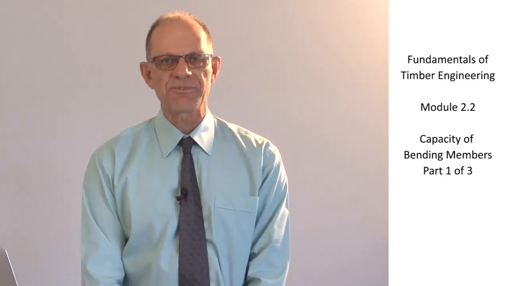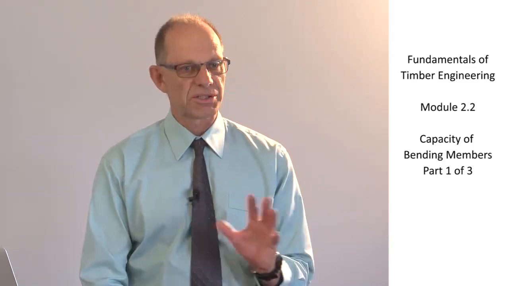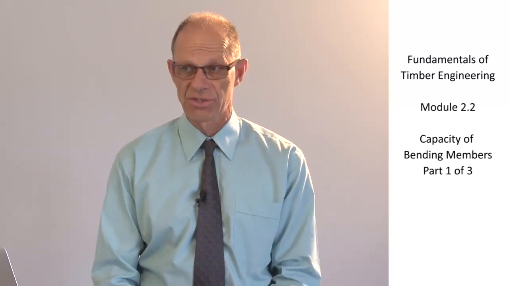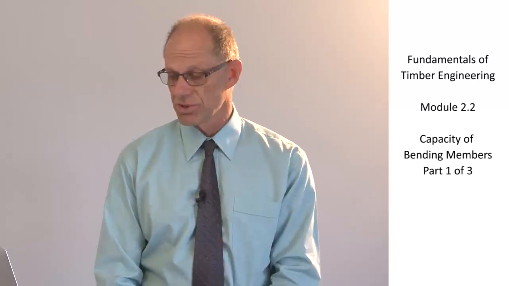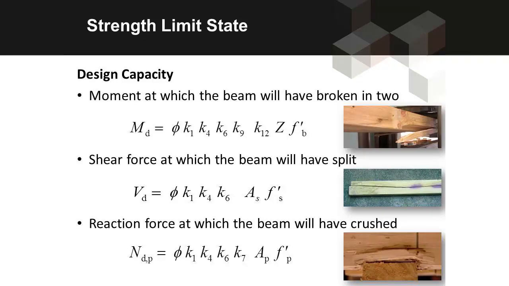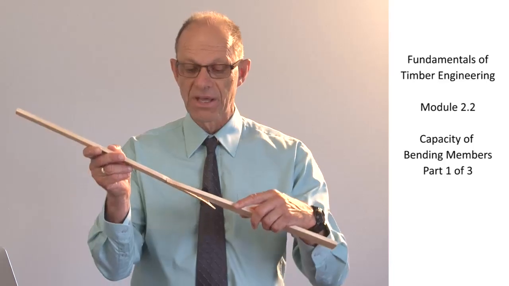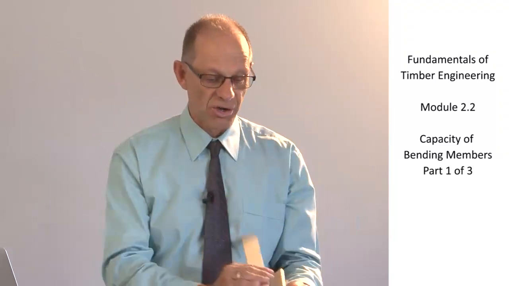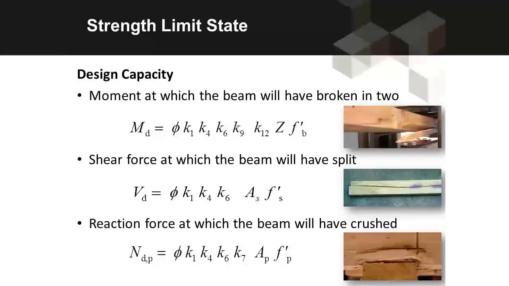There are three different failure modes that we have to be concerned about for bending members. And these three failure modes each have their own design capacity, and that is shown on this slide. So the top one is the bending capacity. And that's the capacity that we've already discovered. That's a capacity limited by a flexural fracture of the timber. The next one is the shear force. So a shear failure looks quite different to a flexural failure, and you can see a picture there of a piece of timber that has a shear failure in it.